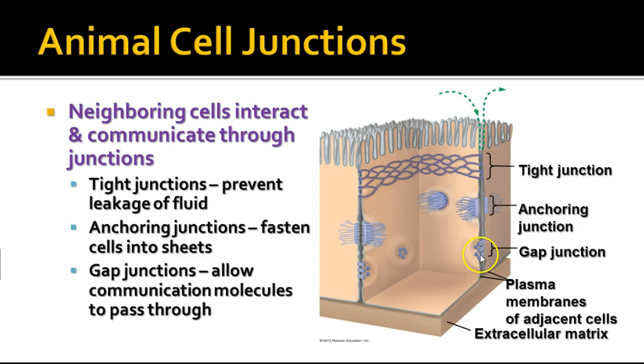Gap junctions are just what they sound like. They're a gap between cells from one cell to the next, and that allows some molecules to move directly from one cell into the next one.